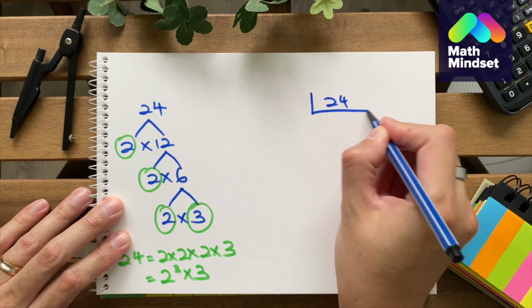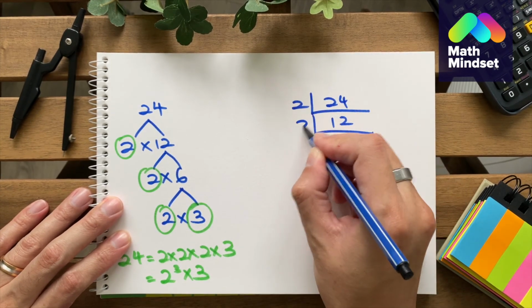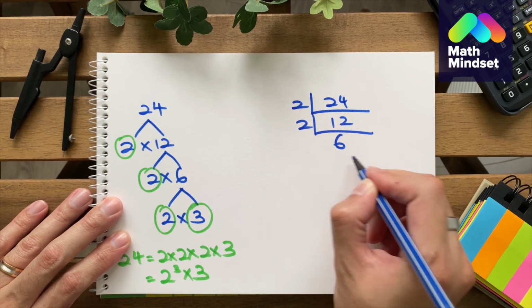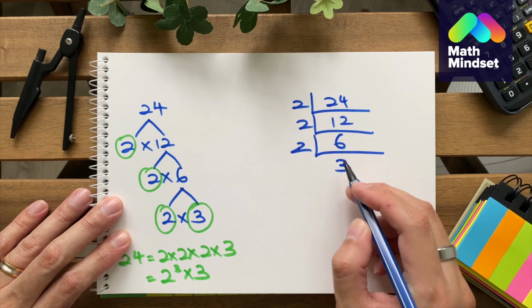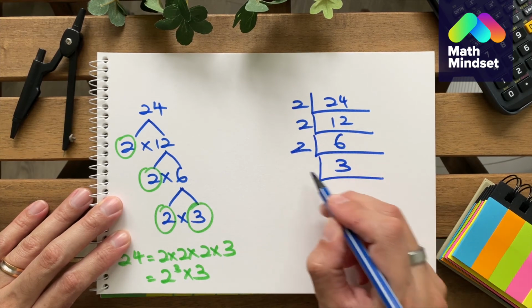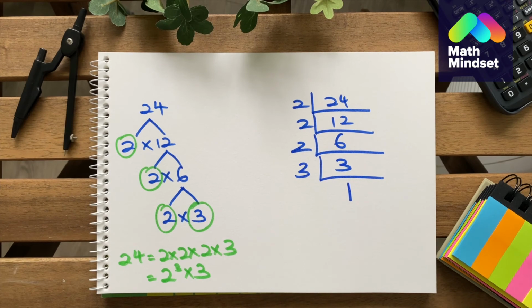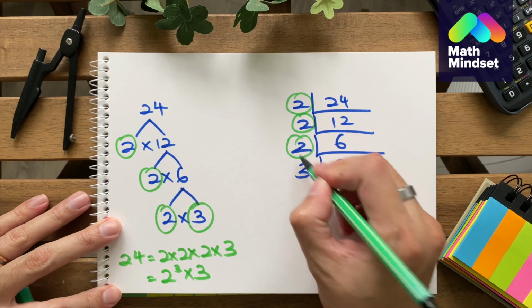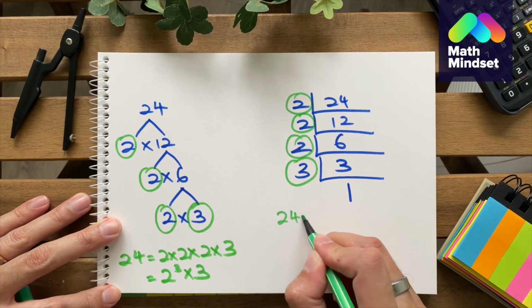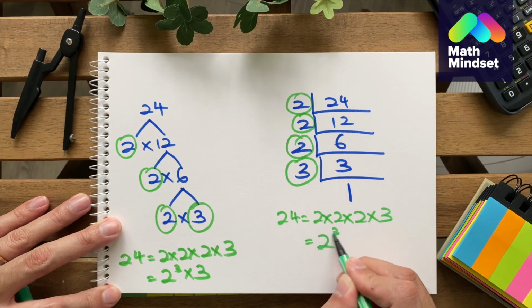So as you can see here, we divide it by the smallest prime number first. We divide it by 2 and we are left with 12. And 12 we still can divide by 2 and we are left with 6. And 6 we can still divide by 2 and we are left with 3. Now, we can only divide 3 by 3 and we'll be left with 1. So, to sum up, the prime factorization for 24 is 2 times 2 times 2 times 3, which is 2 cubed times 3. We write it in index notation form.